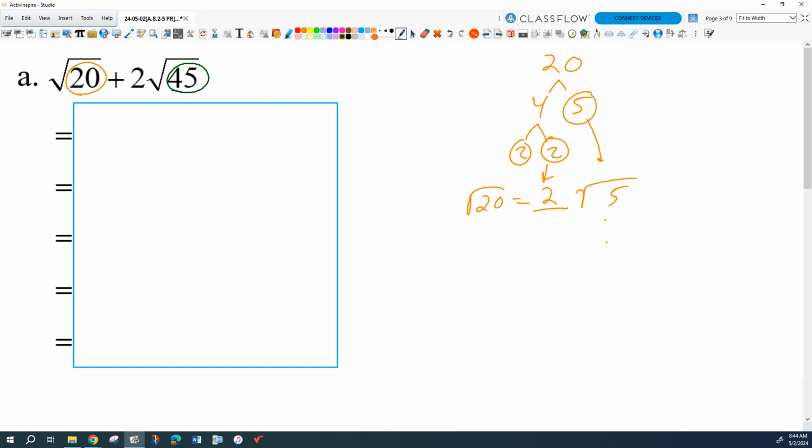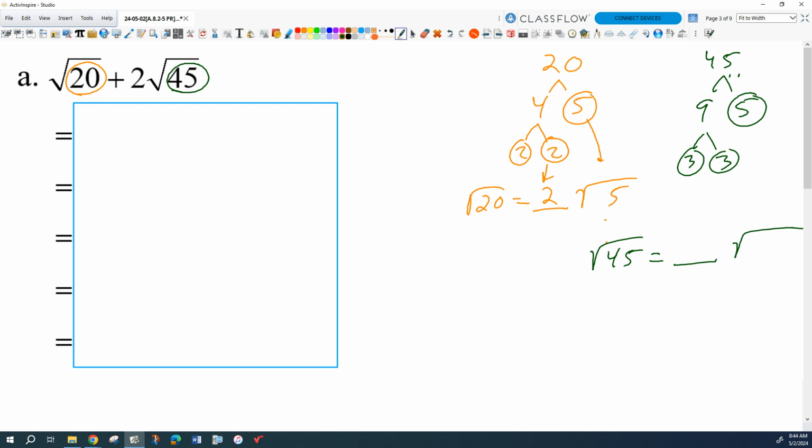Now, how about the 45? Maybe we can do something with that. Yeah, that breaks up into 9 and 5. 5's prime. 9 breaks up into 3 and 3. Okay, so what's that tell us? The square root of 45 gives us what outside? 3. And what inside? 5. Okay, well that's going to help, isn't it? Because now look, we can see that we're going to get the same kinds of square roots. So we should be able to combine these terms, right?